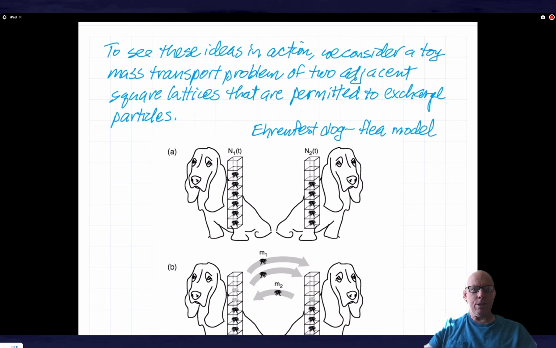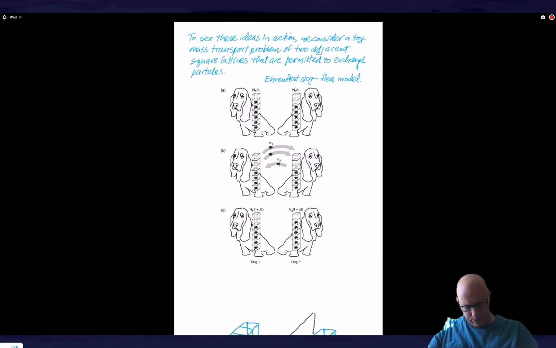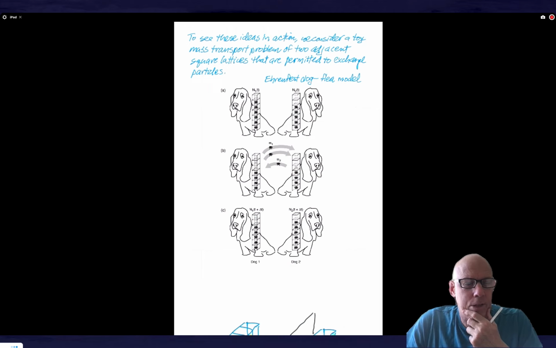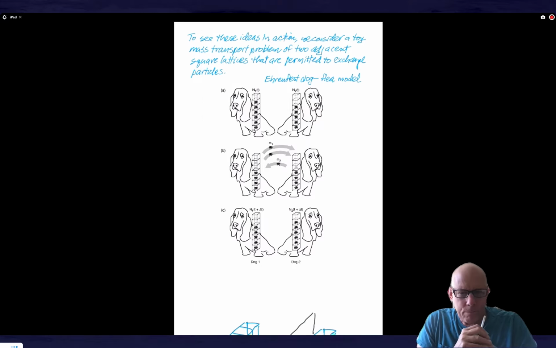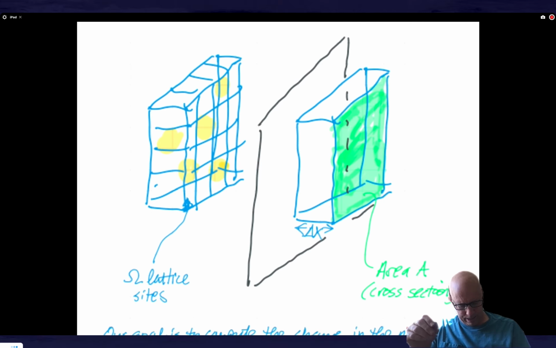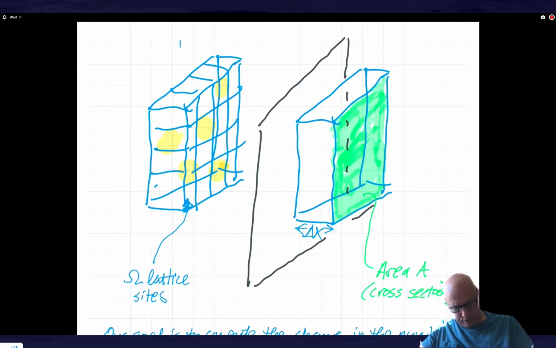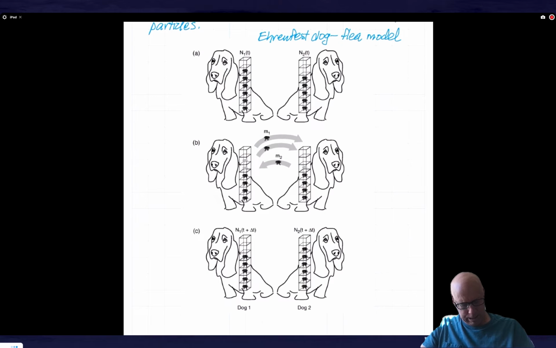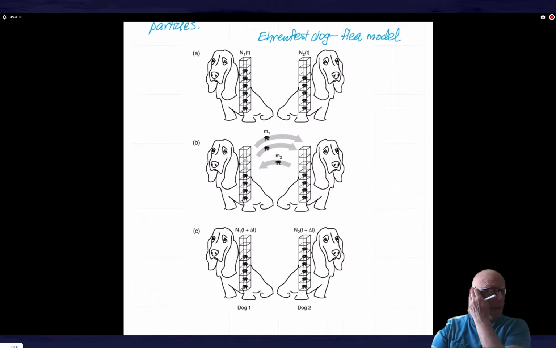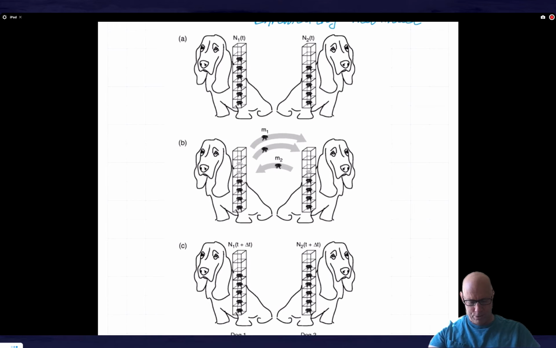Okay, so to see these ideas in action, what I propose to do now is to examine the so-called Ehrenfest dog-flea model. So what I want you to imagine is we have two dogs. Each dog has omega lattice sites. I'll show you that here. So I have this is dog number 1 over here, and this is dog 2. And instead of thinking of them as columns like we did here in this figure from our 2006 paper on teaching the principles of statistical dynamics, which you might want to look at, where we show how you can sum over all the possible microscopic trajectories of the system.